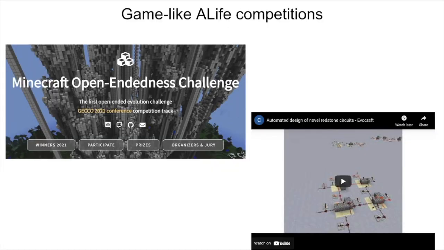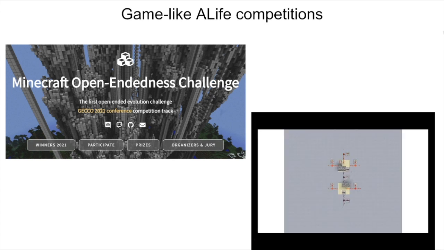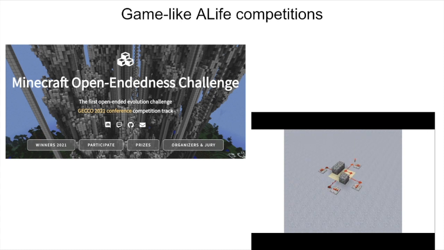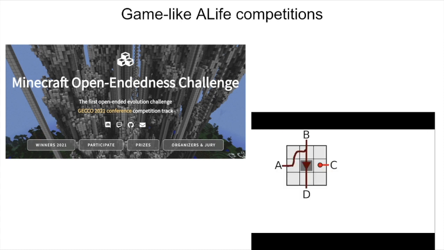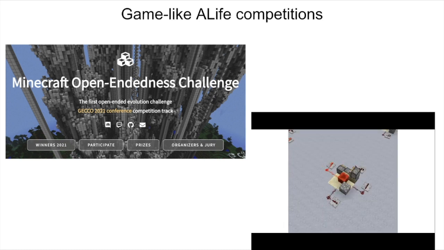The second competition is the Minecraft Open Endedness Challenge, where the goal is not to make something that looks alive, but to make something that demonstrates open-endedness. That is, an exponential increase in diversity or in complexity. The winner from this year evolved tiny electric circuits that then became modules in other electric circuits, and so on and so forth until you get something really complex.